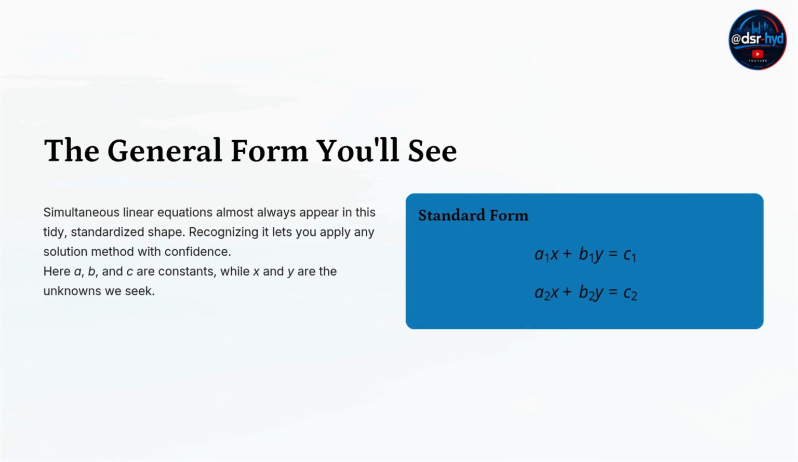General form. The general form of a linear equation in two variables is ax plus by plus c equals 0. Here, a, b, and c are constants, while x and y are the unknown variables. Most linear equations can be written in this standard form, making them easier to solve using different methods.